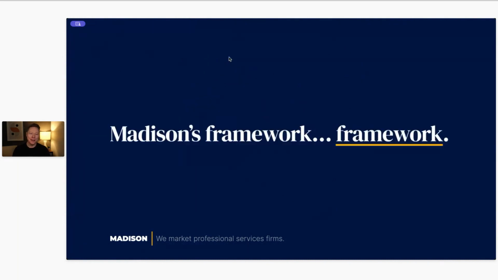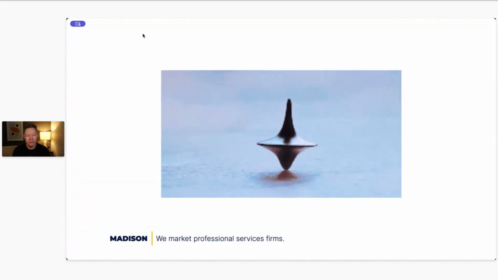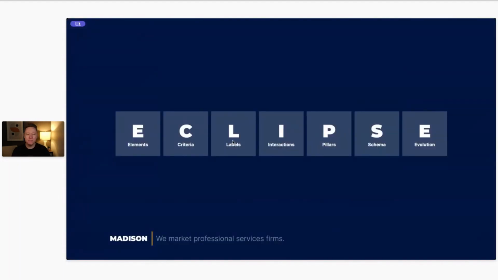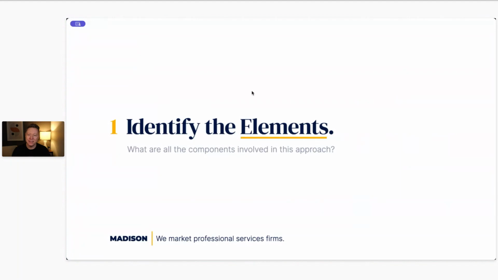This is our framework, like Inception, a little bit like nested dolls here. This is our framework for developing frameworks. We use the acronym ECLIPSE. It has 7 elements to it. And the first one is elements. So identify all of the components that are involved in your approach.